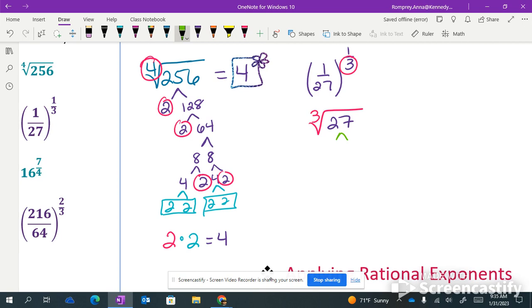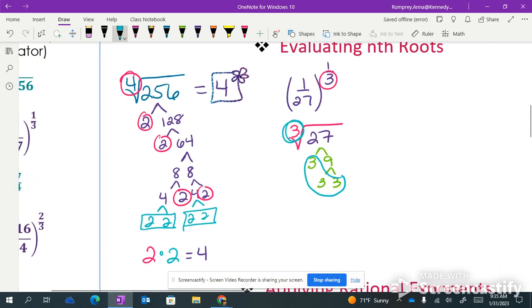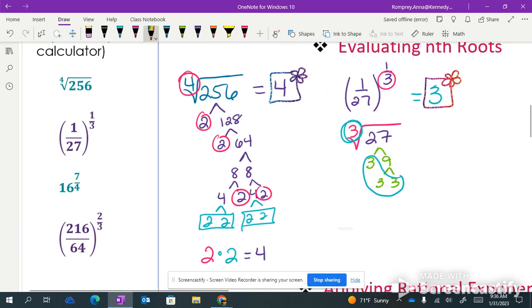I know 27 is divisible by 3, 3 times 9, and then 9 is 3 times 3, which is perfect because our index is 3, so we need 3 of something. So therefore we know that 27 to the 1/3 is 3. Is that pretty cool? So this is just using some basic math skills, but you have to know how to rewrite it to be able to actually apply those.